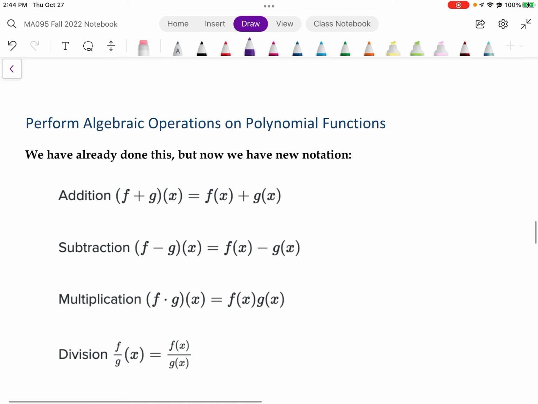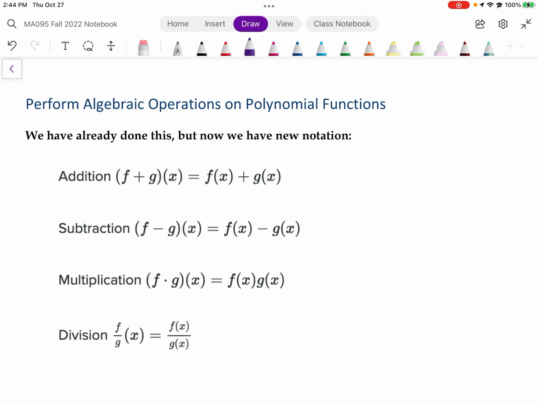Okay, so moving on, performing algebraic operations on polynomial functions. So this is a new way, new notation. We've already done most of this, not the division, but we've done everything else. Adding polynomials, subtracting polynomials, and multiplying polynomials. We're not going to do the division, but I'm going to show you how to evaluate with division. So addition is this first one, f plus g of x equals f of x plus g of x. f minus g of x is f of x minus g of x. That's a shorthand for it, okay? Just two different ways to say it. And the same with multiplication and division.